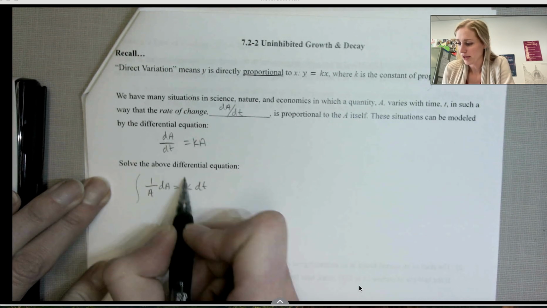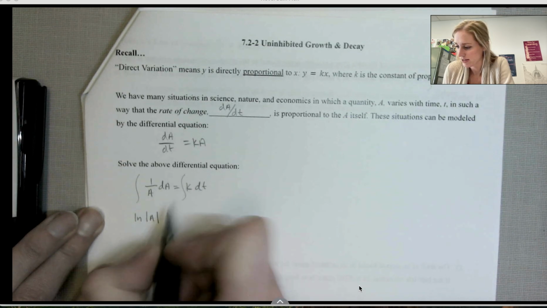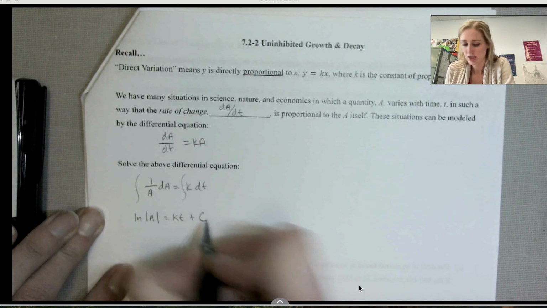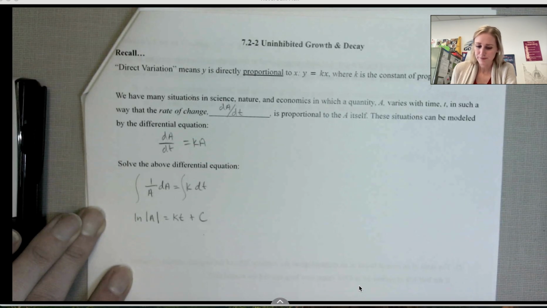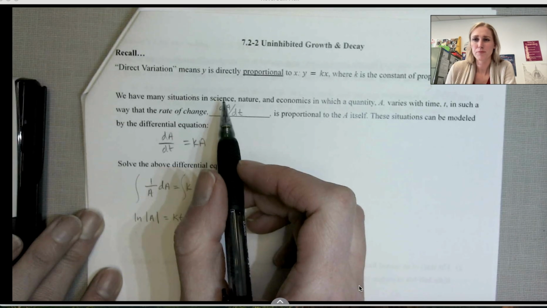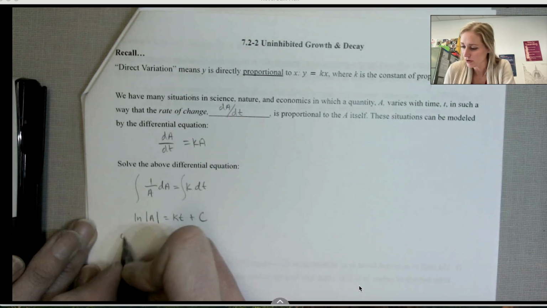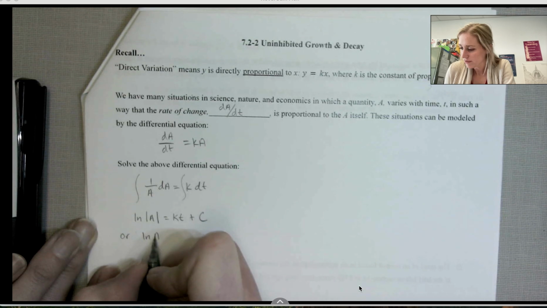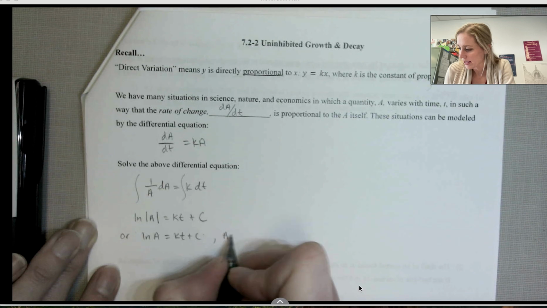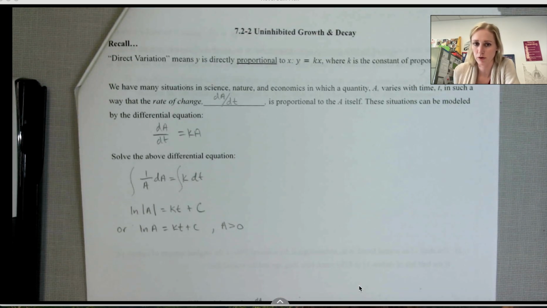We're going to integrate both sides. So I have the natural log of A equals k times t plus our constant. Now, if A is greater than 0, which if we're talking about amount of people, amount of money, amount of bacteria, this typically is positive. So we're going to use natural log of A equals kt plus C, so long as A is positive, right? Okay, and for most of our situations we're going to be dealing with, we don't have to worry about that.